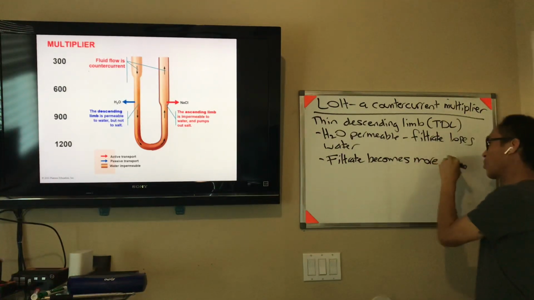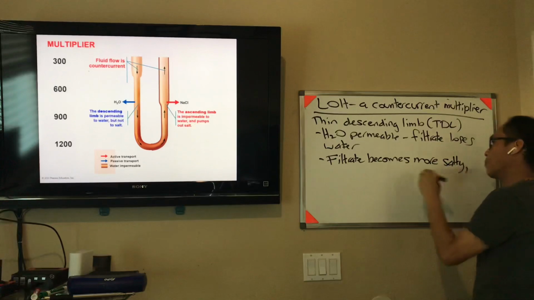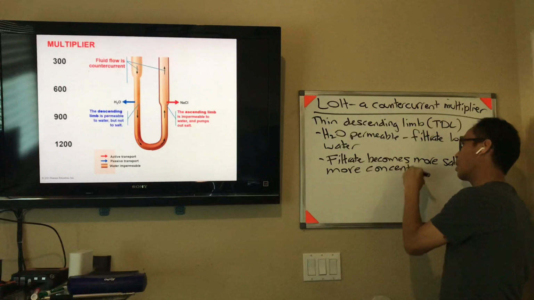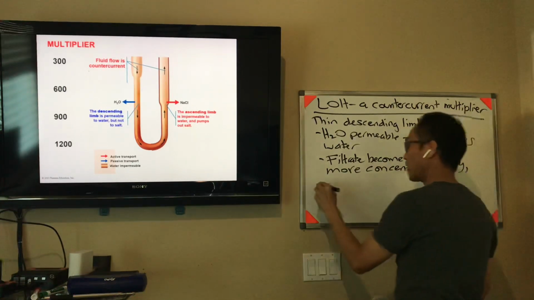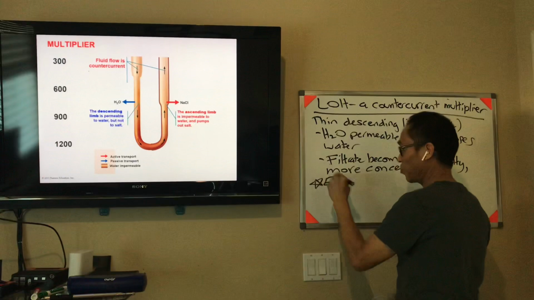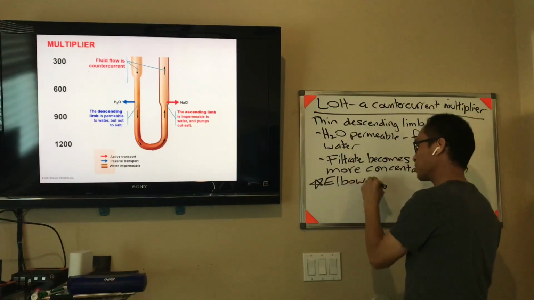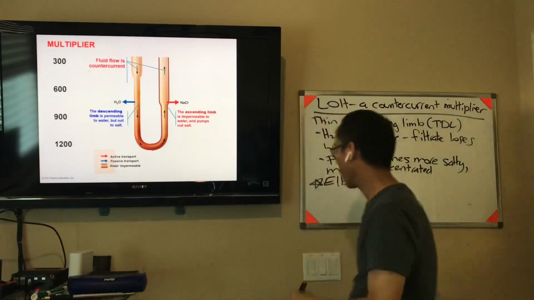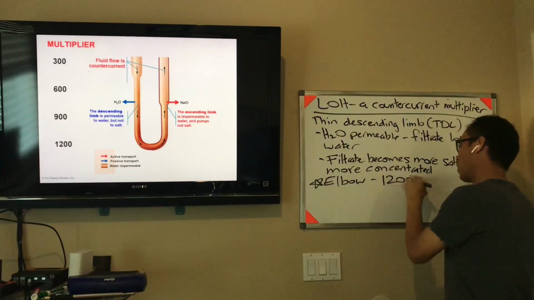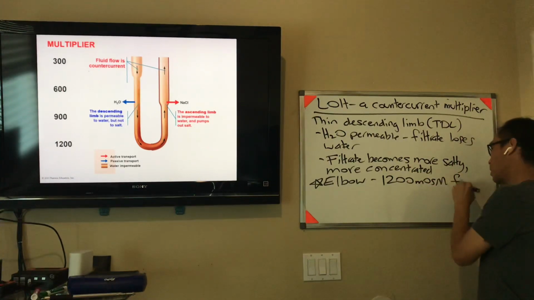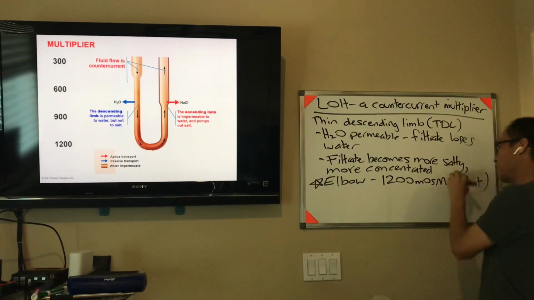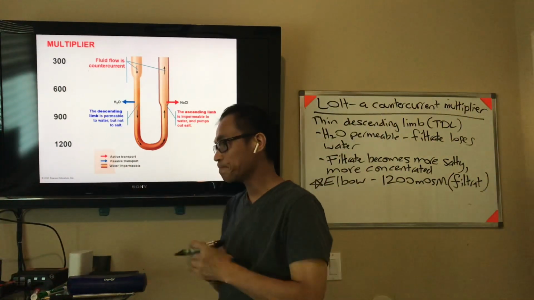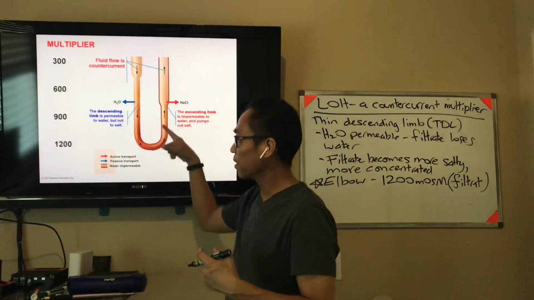Let's just say it becomes more salty, more concentrated. So when you get to the elbow, the bottom of the loop there, what's the concentration of the filtrate? 1200. It's going to match its environment at the elbow. 1200 milliosmolarity. That's of the filtrate. Okay, it matches the interstitium, the environment that surrounds it. Okay, then you take a U-turn and fluid flows up.